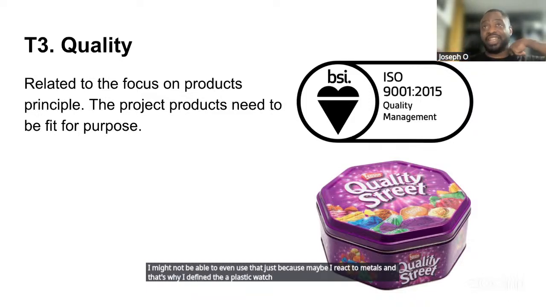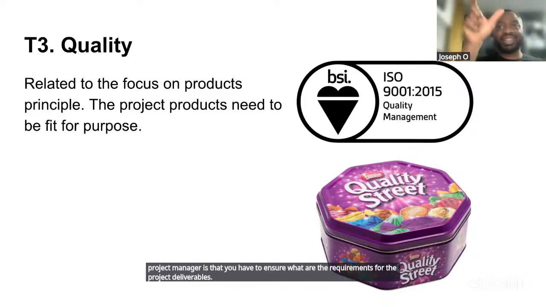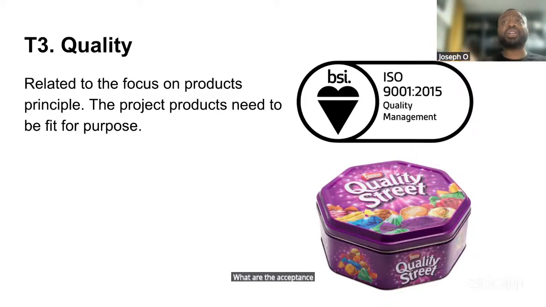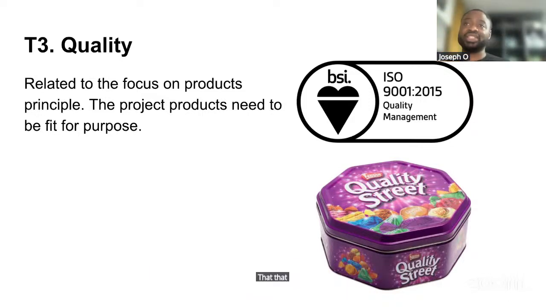So quality here, as a project manager, means you have to ensure what the requirements for the project deliverables are. What are the acceptance criteria? At the end of the day, I'm going to check this deliverable against the acceptance criteria. Have we met that? Yes. That is when we've met quality.